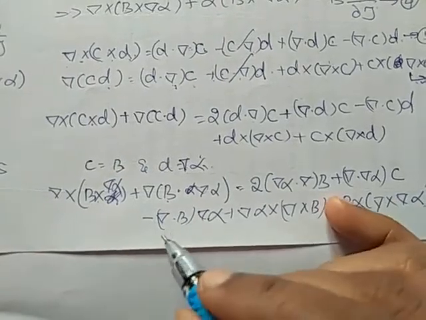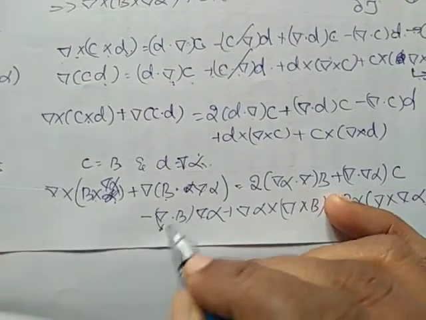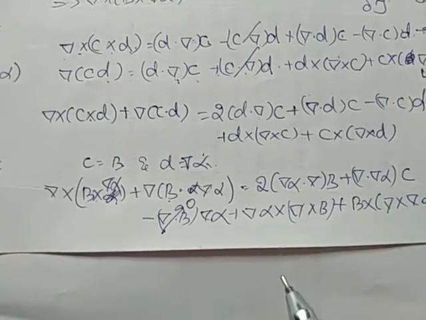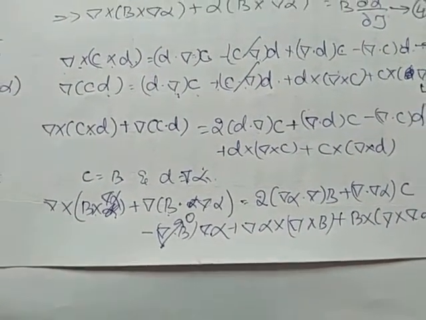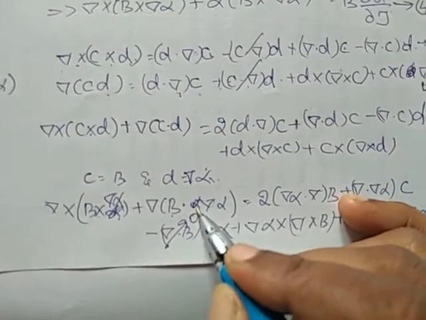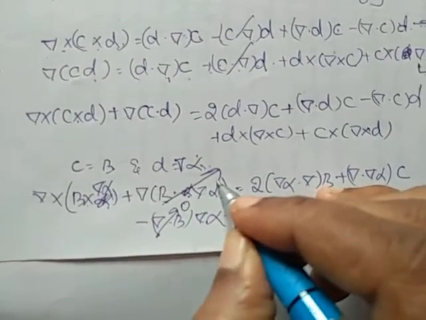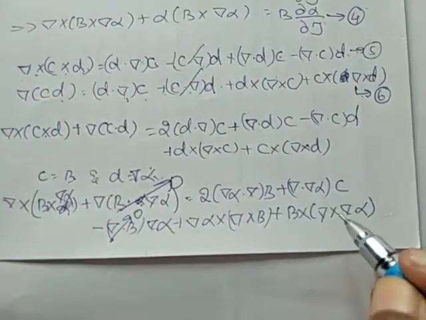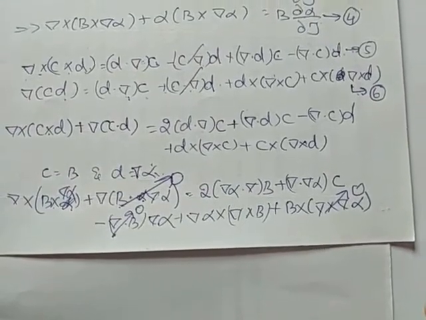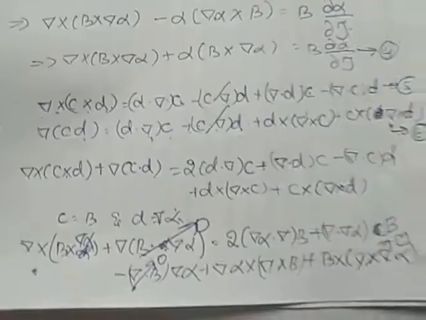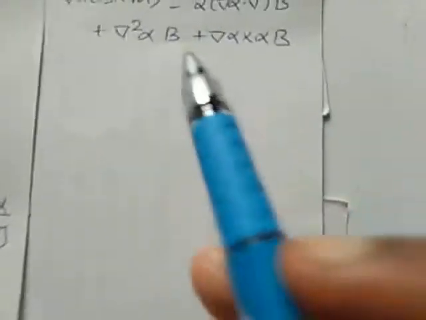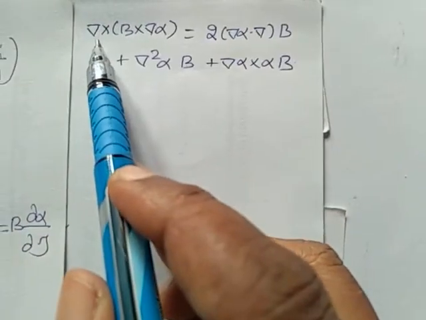Here del dot B is 0 because of the solenoidal property. And B dot del alpha is 0 from equation 2. Also, curl of a divergence is 0. So we will simplify this. So this equation becomes this form. LHS remains as it is.